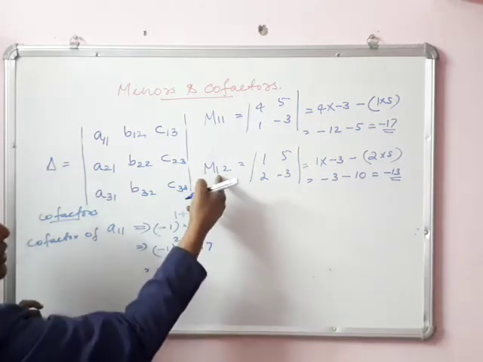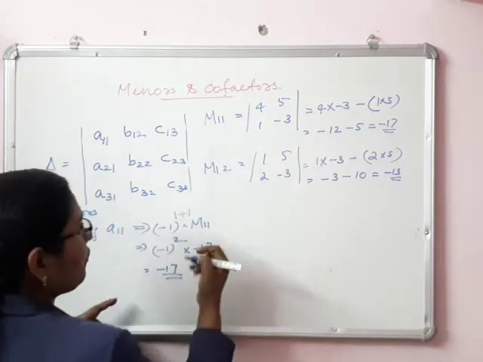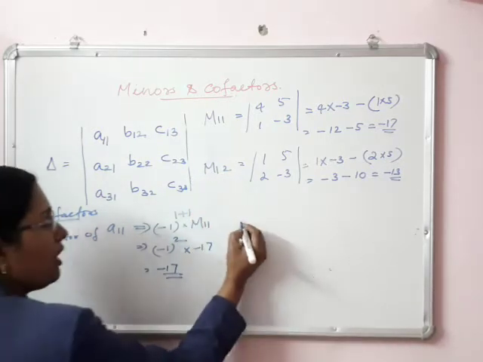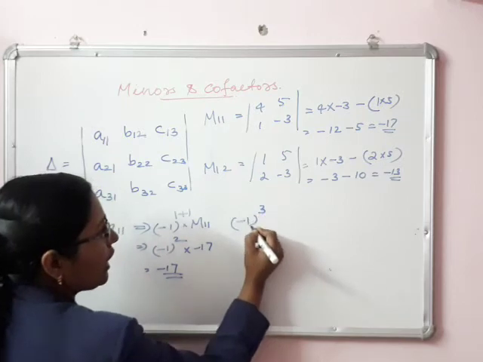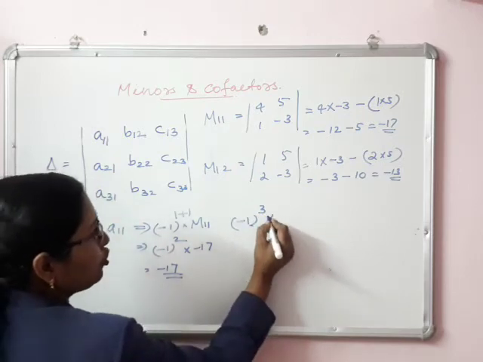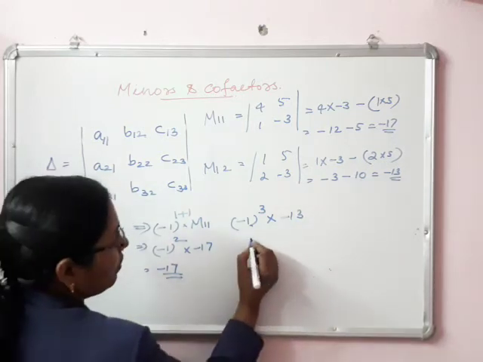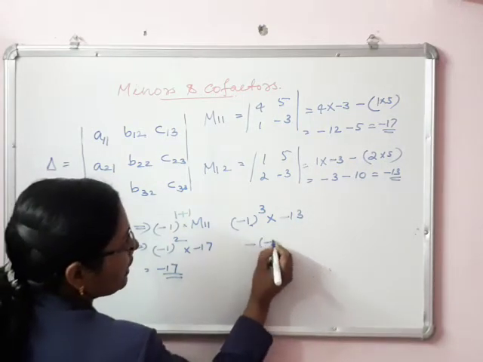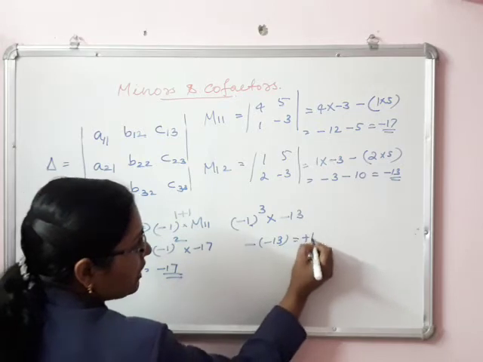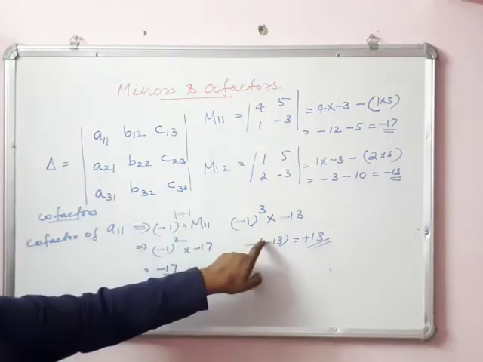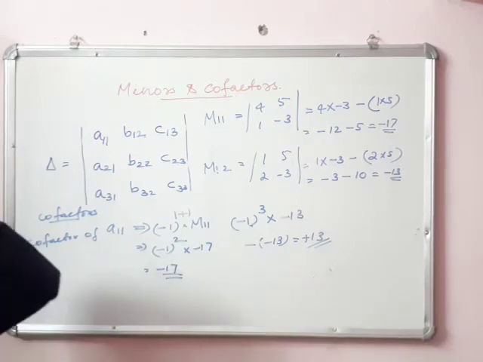But in the case of M12, it becomes 1 plus 2, that is 3. Minus 1 raised to 3 means it becomes minus, into minus 13. So minus of minus 13 will come, that is plus 13. That is the cofactor of M12. Understood the difference between minor and cofactor?